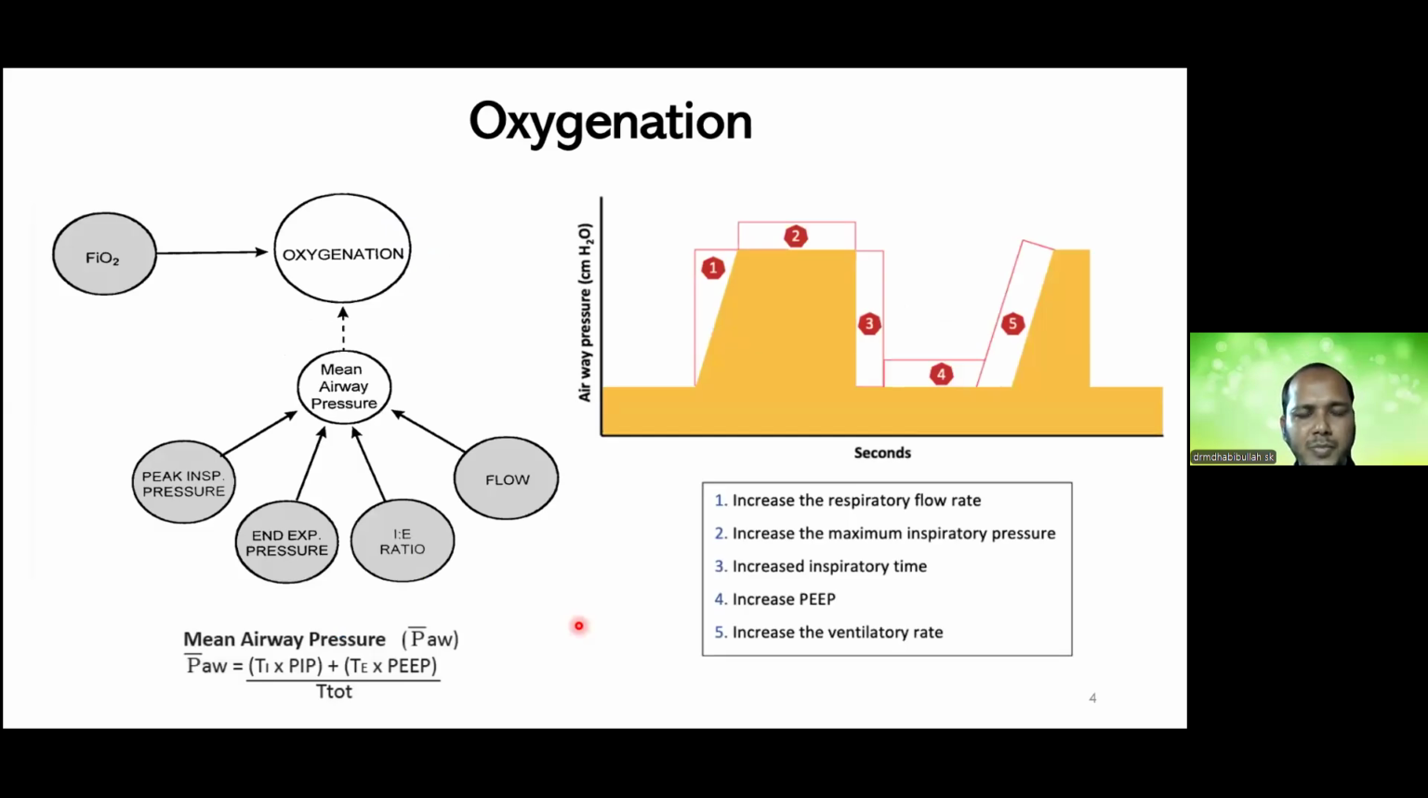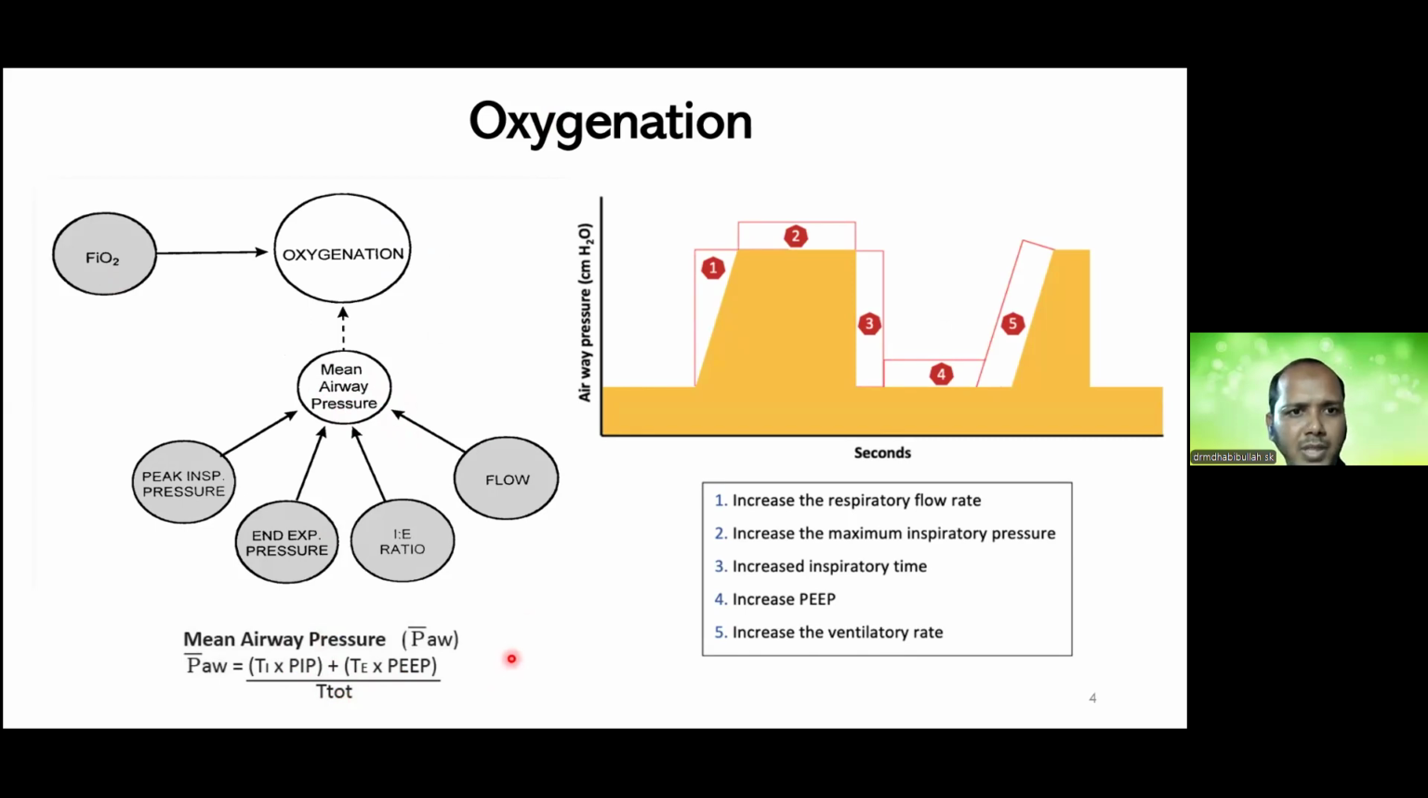So what is oxygenation? Oxygenation is basically equivalent to FRC, the functional residual capacity of the lung. That means how many alveoli are participating in the ventilation. Oxygenation basically depends on two factors: the mean airway pressure and the FiO2. And you all know that MAP equals (Ti × PIP + Te × PEEP) / (Ti + Te). So how can we increase the MAP so that we increase the oxygenation?